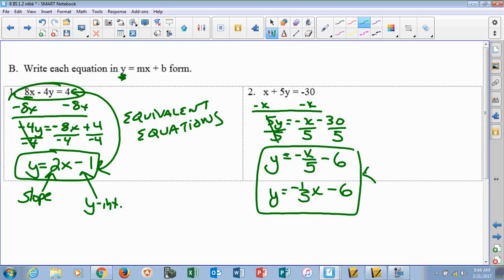So again, this equation and this equation are the same. They're just in different forms. So that's taking things from standard form into slope-intercept form. You got to split the x's and y's on opposite sides of the equal sign, and then isolate the y. Almost like solving an equation, except we're just solving it for y. All right, let's move on.